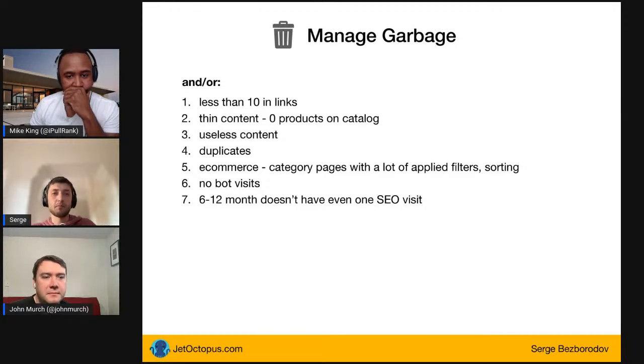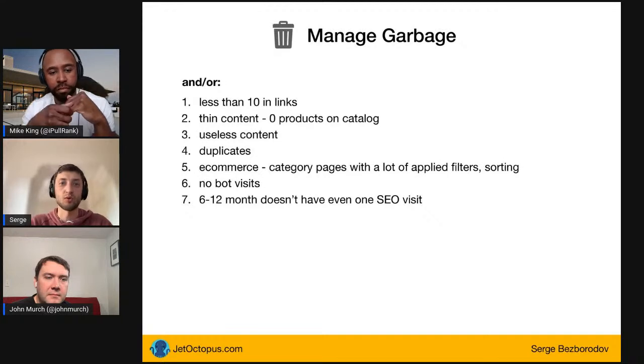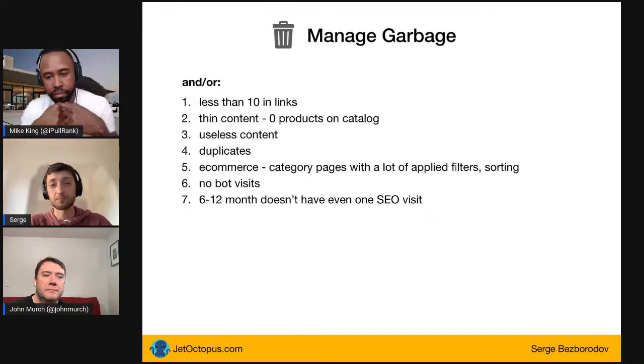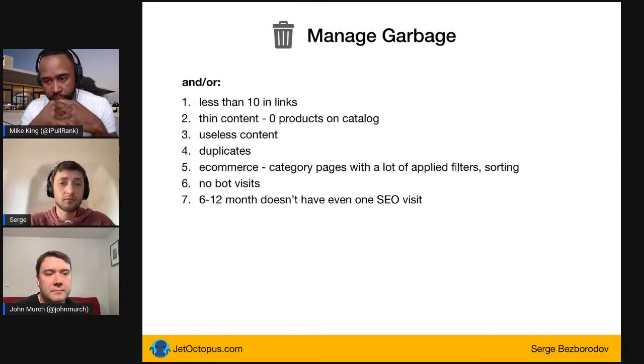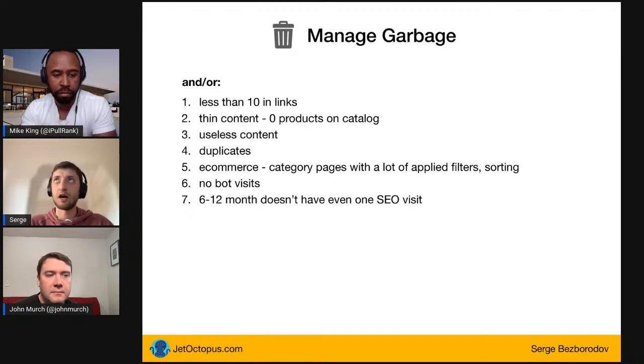Because for some catalogs, thin pages with 0 products on the catalog page is not a problem, because for aggregators tomorrow it can have hundreds of products on a category page. For some, no. Some useless content, duplicates. So it's all some marks of what you should see, how much garbage you have, and can you clean it or not?